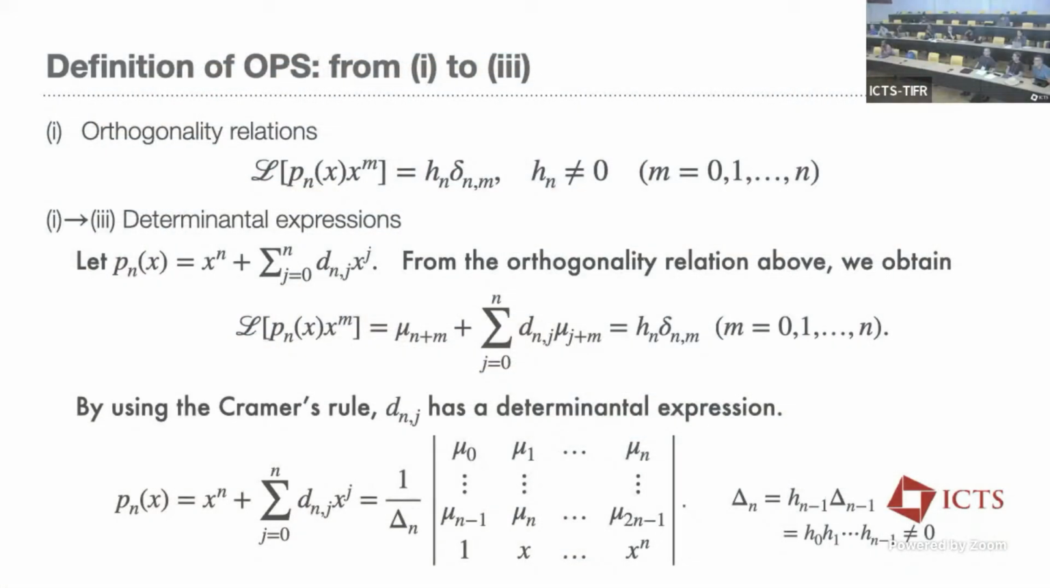I will quickly show you: this is the definition of OPS, and from the orthogonality relation we also get a determinant expression of the polynomial. It is just solving the conditions in terms of mu and dn, where dn is the expansion coefficient of the polynomial system. It is possible to solve by using Cramer's rule. This is a determinant expression.